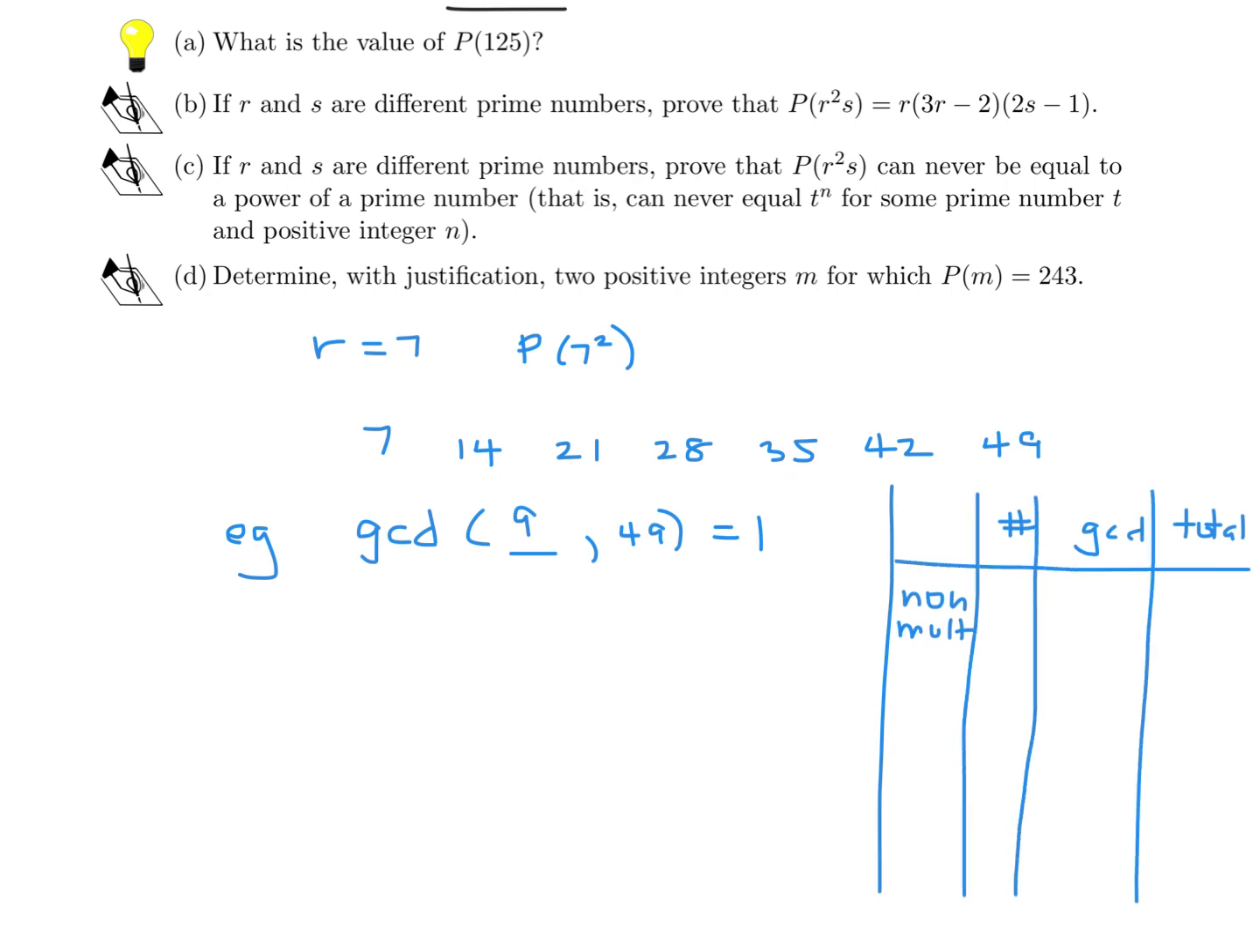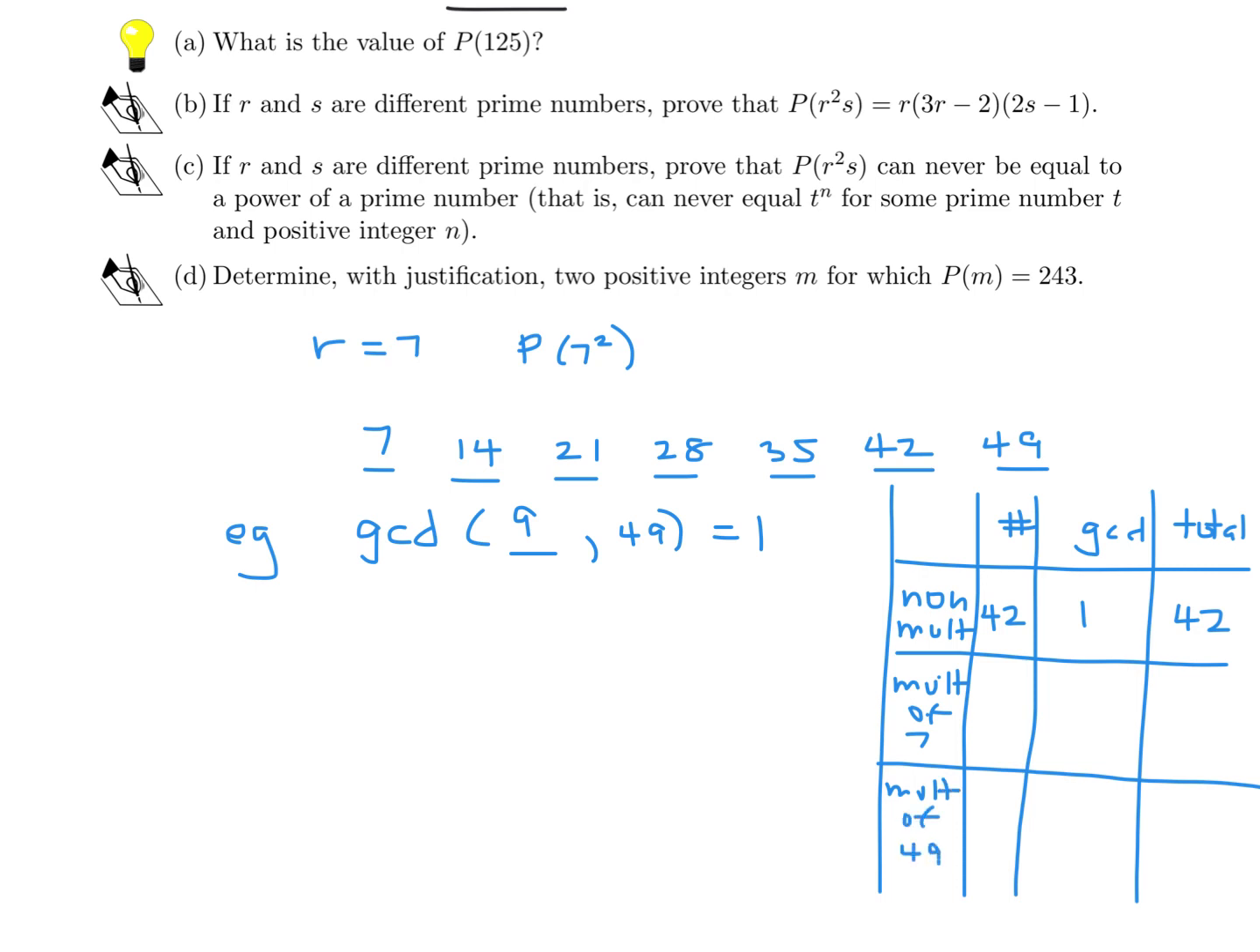All right, so how many non-multiples do we have? Well, these are the multiples. And there's 7 of those guys, and there's 49 numbers, so I believe that would be 42. Yeah, 42. And each of those GCDs is 1, so this is 42. Okay, so that takes care of that. Multiples of 7. How many of those are there? And then, of course, multiple of 7 squared, which is 49.